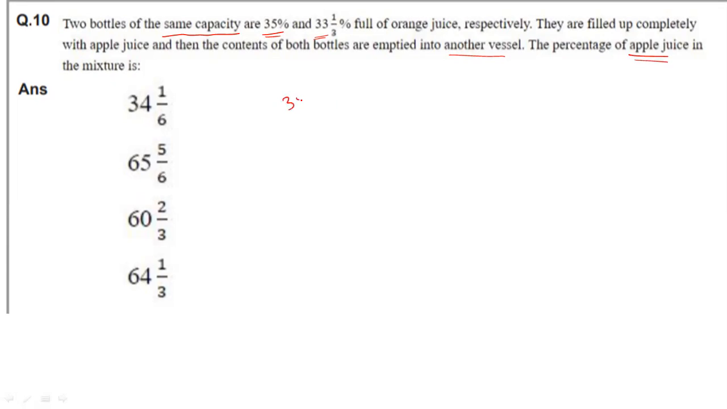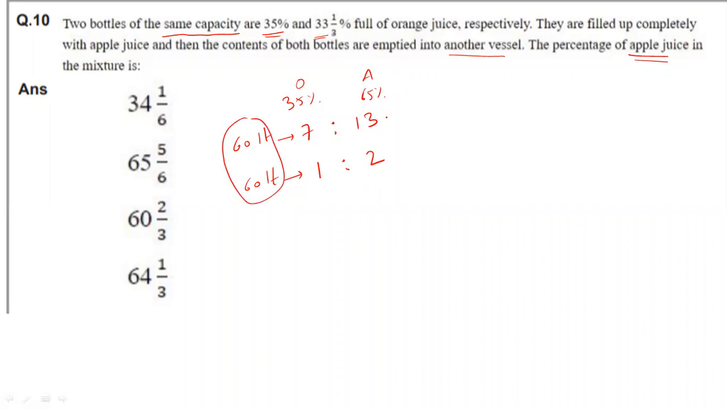So 35% orange juice is there, means apple juice should be 65%. So if I take the ratio, it is 7:13. And 33 1 by 3 is 1/3. So if 1/3 is our orange juice, remaining 2/3 will be apple juice. So the first solution has 7:13 ratio of orange and apple juice. Next one is 1:2. Here total number of parts are 20, here total number of parts are 3. So I think we have taken 60 liters here and total 120 liters both together.